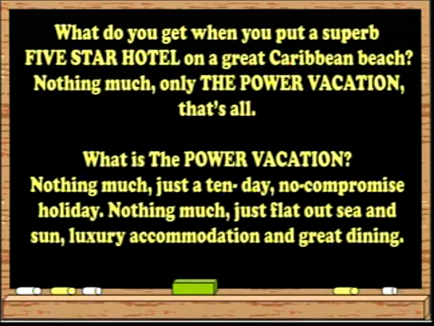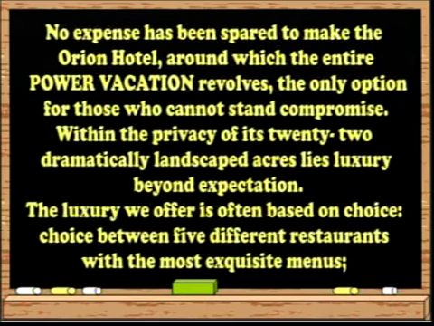What do you get when you put a superb 5-star hotel on a great Caribbean beach? Nothing much. Only the power of occasion, that's all. What is the power of occasion? Nothing much. Just a 10-day, no compromise holiday. Nothing much. Just flat out sea and sun, luxury accommodation, and great dining. No expense has been spared to make the Orion Hotel, around which the entire power vacation revolves, the only option for those who cannot stand a compromise.